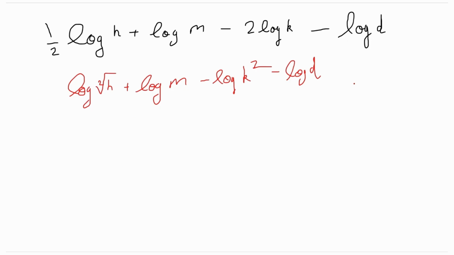And now we combine it into one log. So all the positive ones are being multiplied, and all the negative ones are being, what do you call it, divided. So it becomes log root h times m over k squared times d, because k squared d is being divided. Okay, so that's how you do basic log questions.